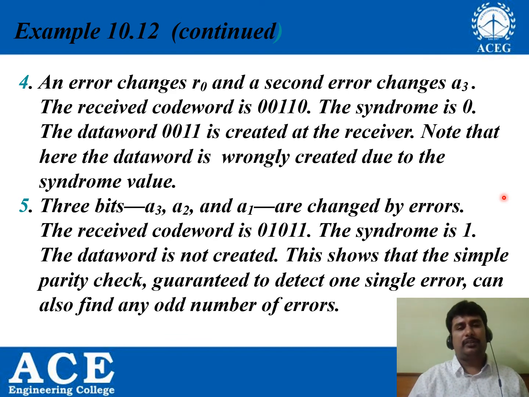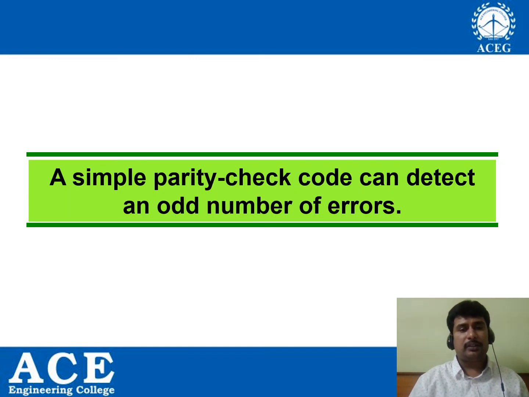This is what we need to observe in 5 different cases. No error, only one bit of error in the data word, one bit of error in the redundant bit, then one bit of error in the data word and one bit error in the redundant bit, and then more than 2 bits, that is 3 bits of the data word got affected. I hope people are able to understand what we have been discussing here. So a simple parity check code can detect an odd number of errors.